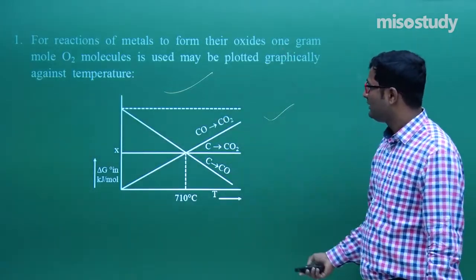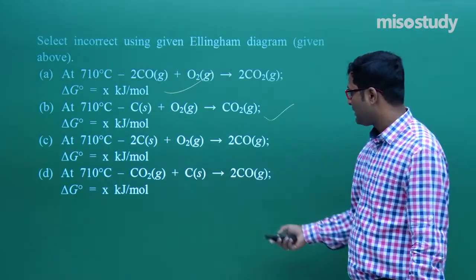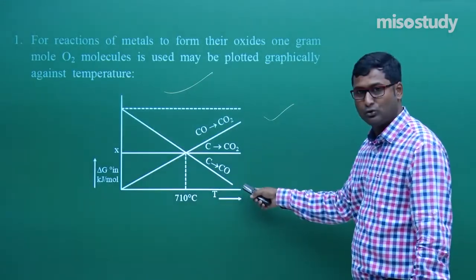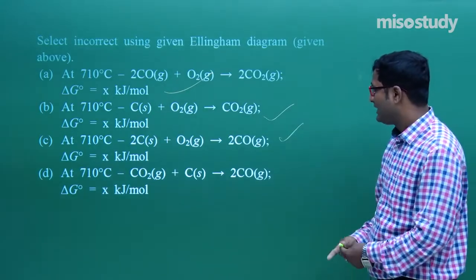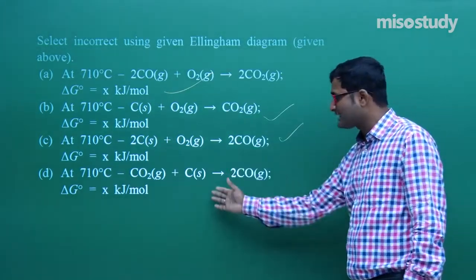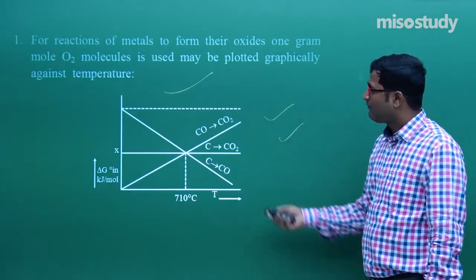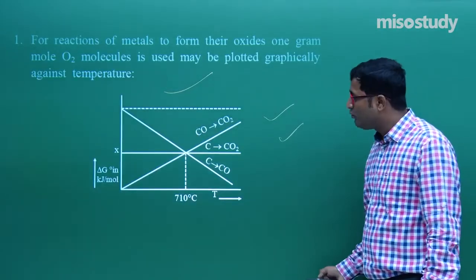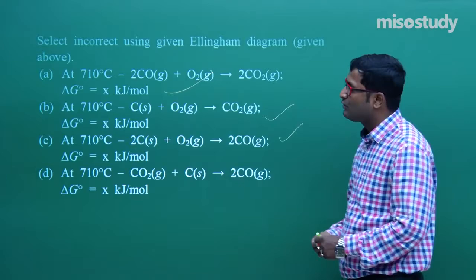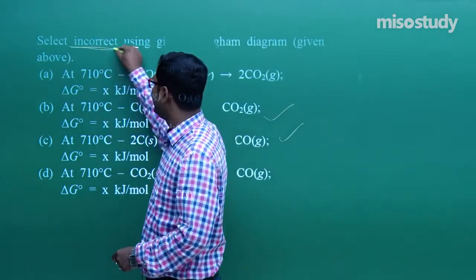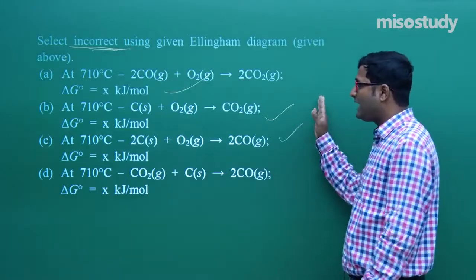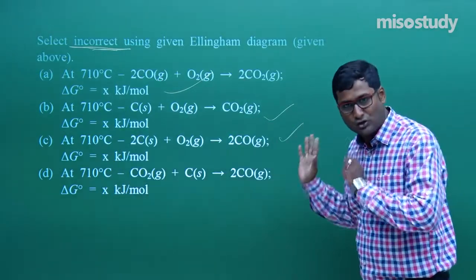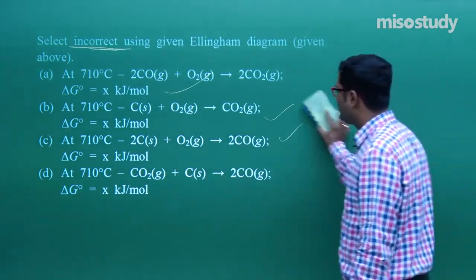2CO plus O2 gives CO2 is possible. And the third one, 2C plus O2 gives 2CO. Remember this. These three are possible. But look at this one. There is no such reaction in the following graph. So we can say for this question, this one is the incorrect statement. So A, B and C are true, but D is not true.